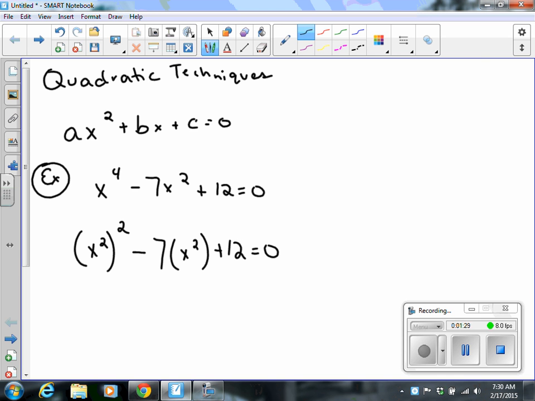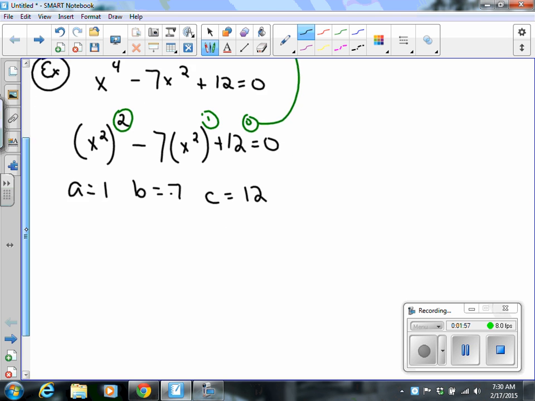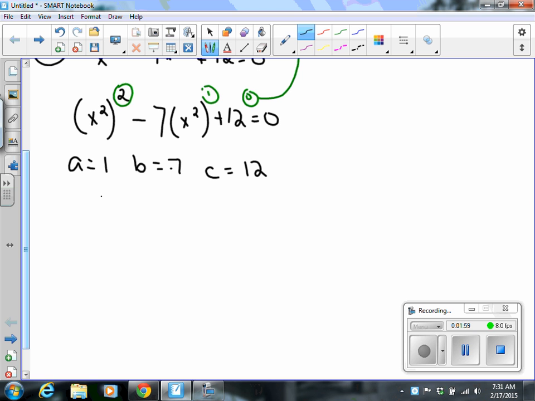So notice here that our exponents are 2, 1, and 0, just like it is up here. It's just this time our x is really denoted with the x squared. Well, now I can use my quadratic program and see that the solution, so a equals 1, b equals -7, and c equals 12. So when I plug that into my quadratic program, they give me a positive 4 and a positive 3.